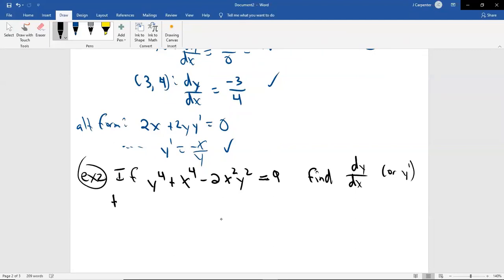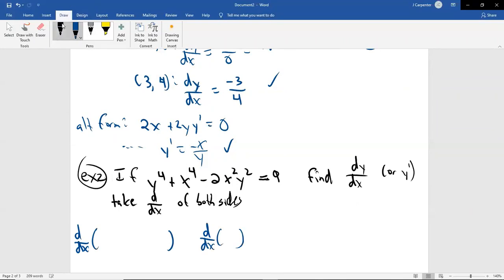So what do we do? We take d/dx of both sides. We take the derivative of both sides. How do I know to take d/dx? Because this was an x, this is an x. If I said to find dx/dy, I'd be taking d/dy on both sides. So we go d/dx of all that jazz, and then d/dx of the 9, like so.